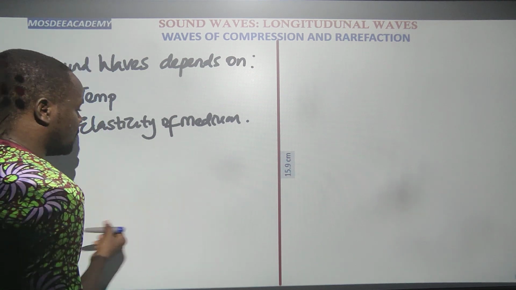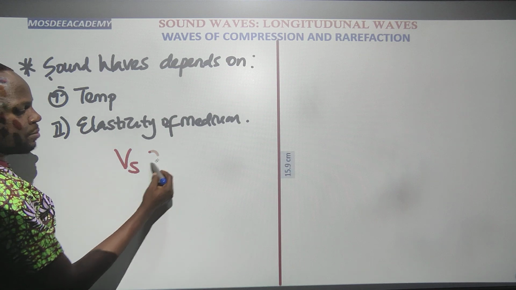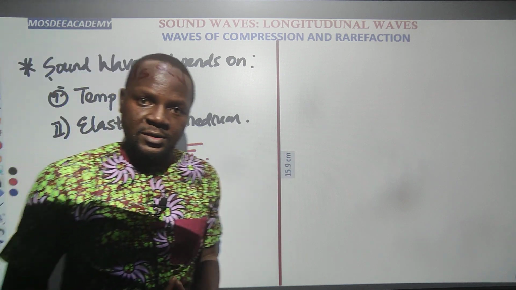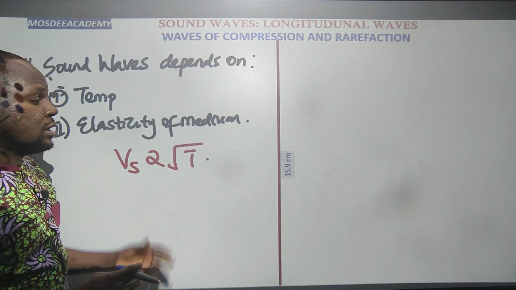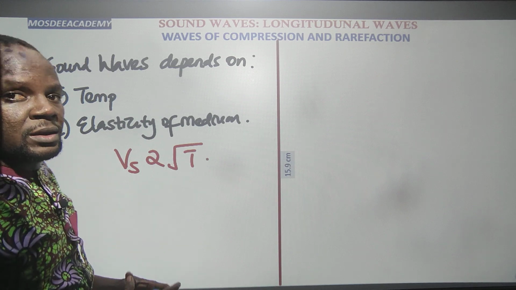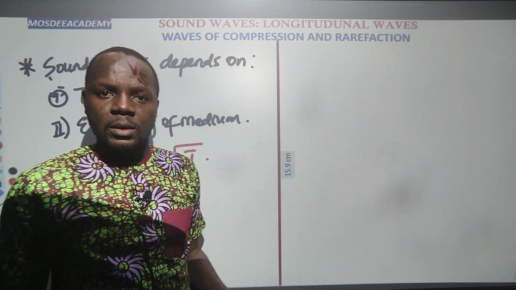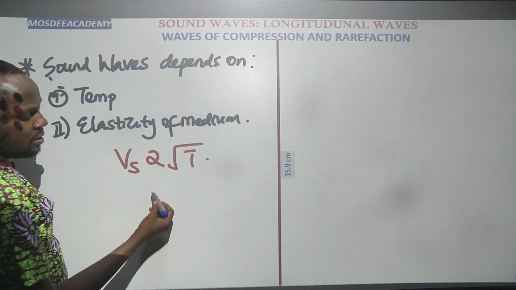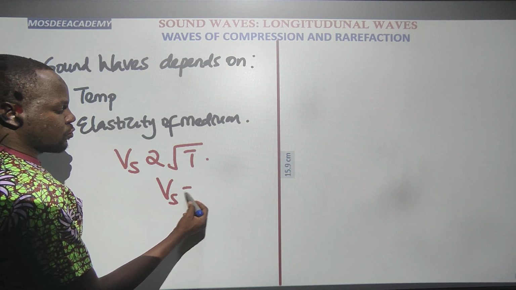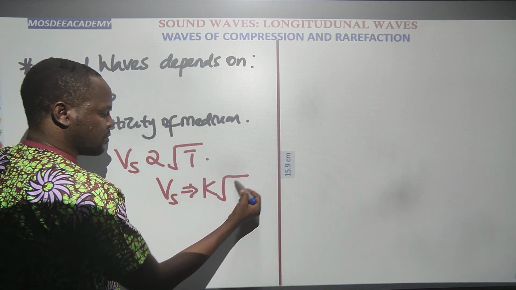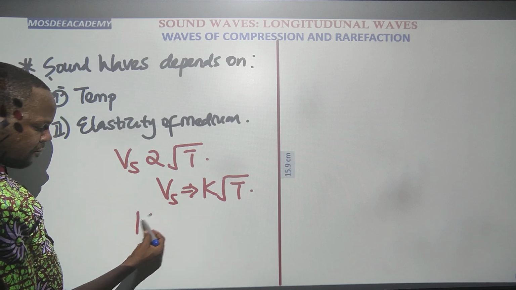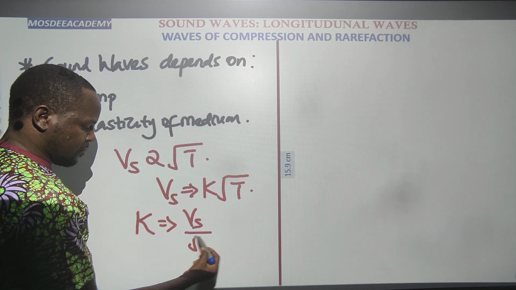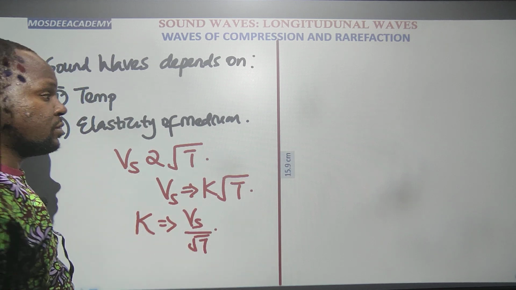From junior classes, we say the speed of sound is directly proportional to the square root of temperature. Just like this, I'm writing the speed of sound as Vs and T as the temperature. If the media are more than one and the speed is changing from one place to another, then the speed of sound is equal to a constant K times the square root of T. If I make K the subject of the formula, K is the speed of sound divided by the square root of temperature. This is the constant parameter we use in junior classes.